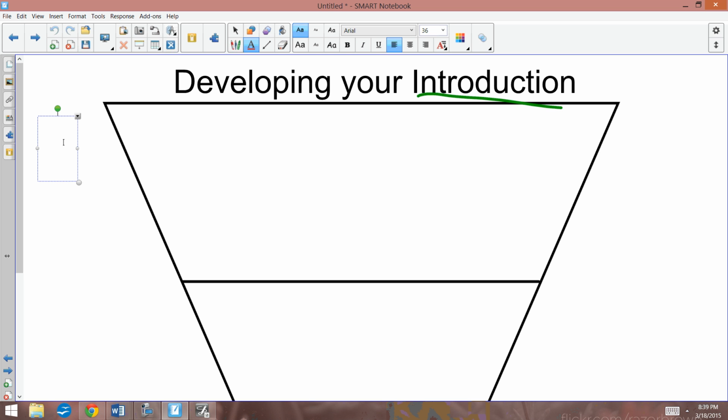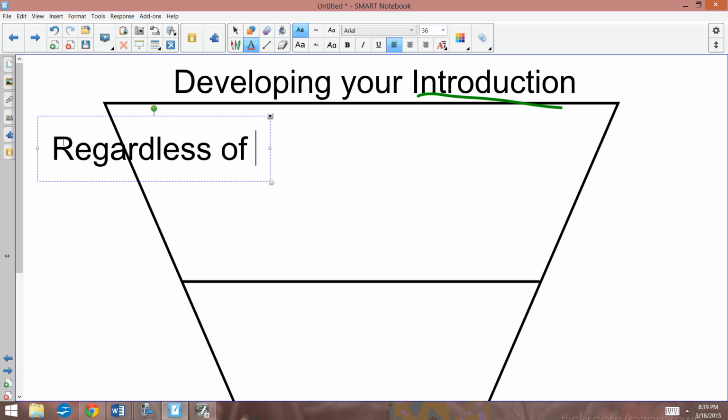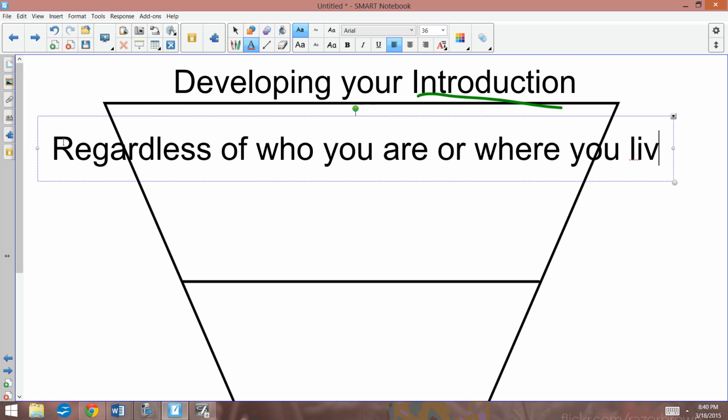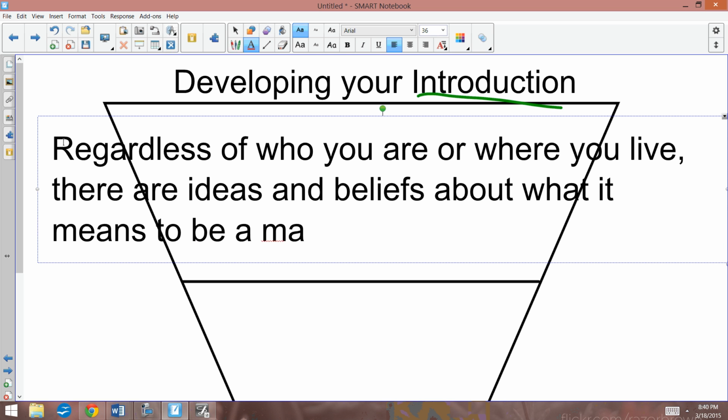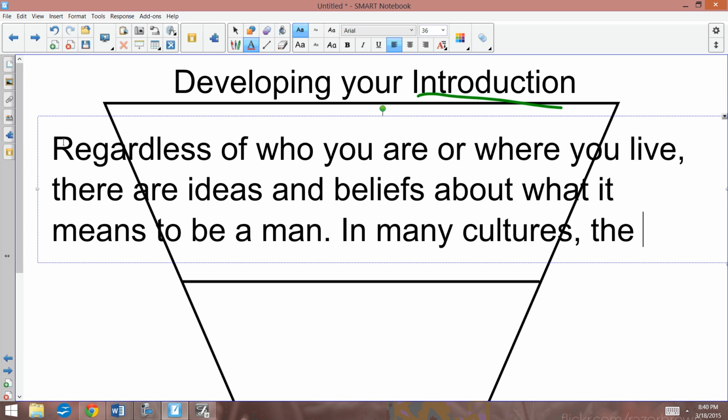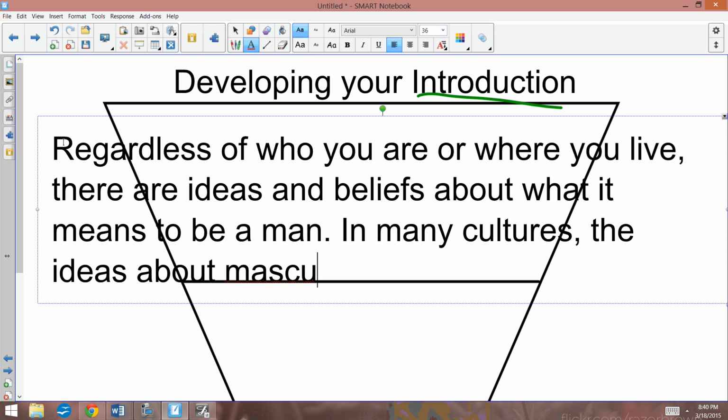So, I'm going to say, regardless of who you are or where you live, there are ideas and beliefs about what it means to be a man. In many cultures, I'm just going to say for now, the ideas about masculinity have their flaws.